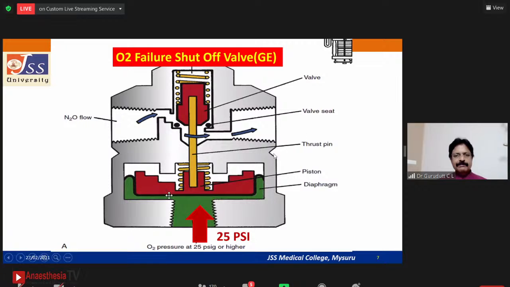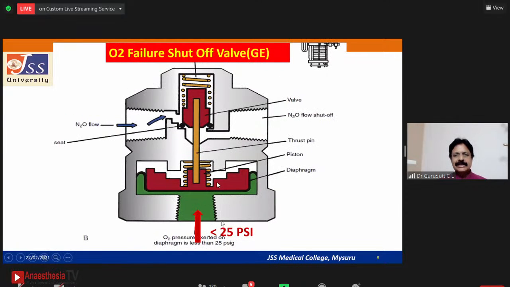Whenever the pressure falls to less than 25 psig, the thrust pin will come down and the valve seat will completely close the valve. That means it is going to completely shut off the flow of nitrous oxide in GE machines, especially when the oxygen pressure falls to less than 25 psig. What is actually flowing into the flow meters is only oxygen, and no nitrous oxide. And this is what is called as shut-off valves.